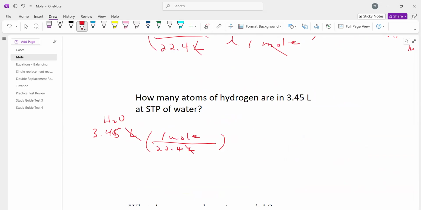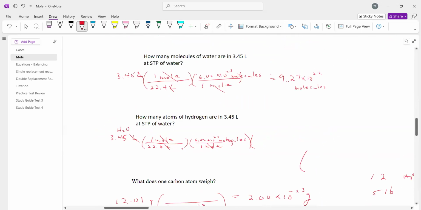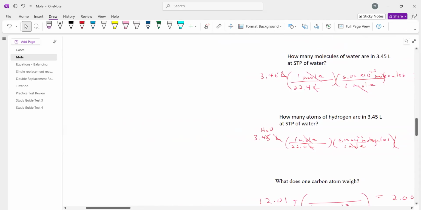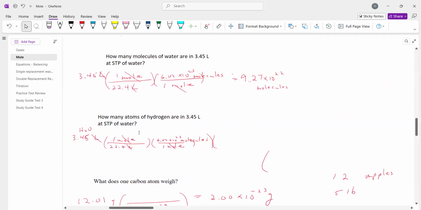Next, we need to calculate molecules of water. Now we need to throw in our atoms of hydrogen per 1 molecule. Molecules cancel, leaves us with atoms.